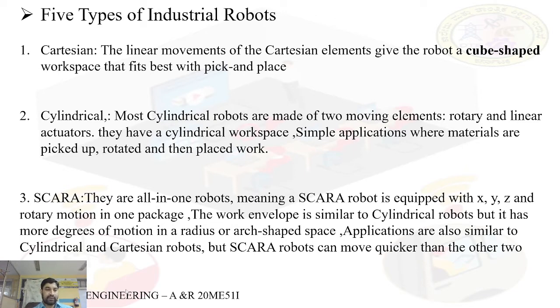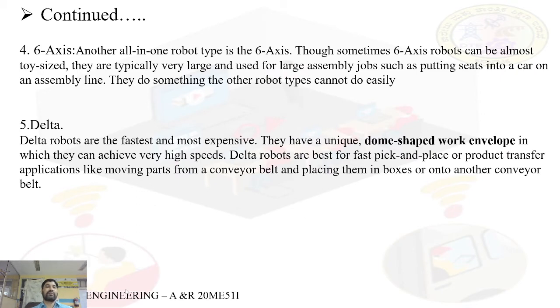So next we have the 6-axis robot. It is also similar to the SCARA robot. It is also an all-in-one type robot. It has 6 axes. The 6-axis robots are toy size, smaller ones. They are also typically very large. So it starts from toy sized, and it has very large ones also.